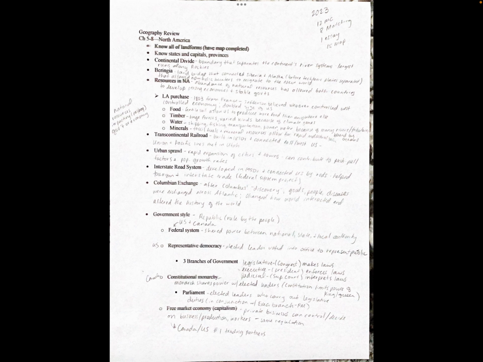They can produce whatever they want. It's important to know that Canada and the United States are number one trading partners, which means we want to have a good trading relationship, and we don't want to jeopardize that because it could impact both of the economies of both the United States and Canada, and that could do a lot of damage to both economies.